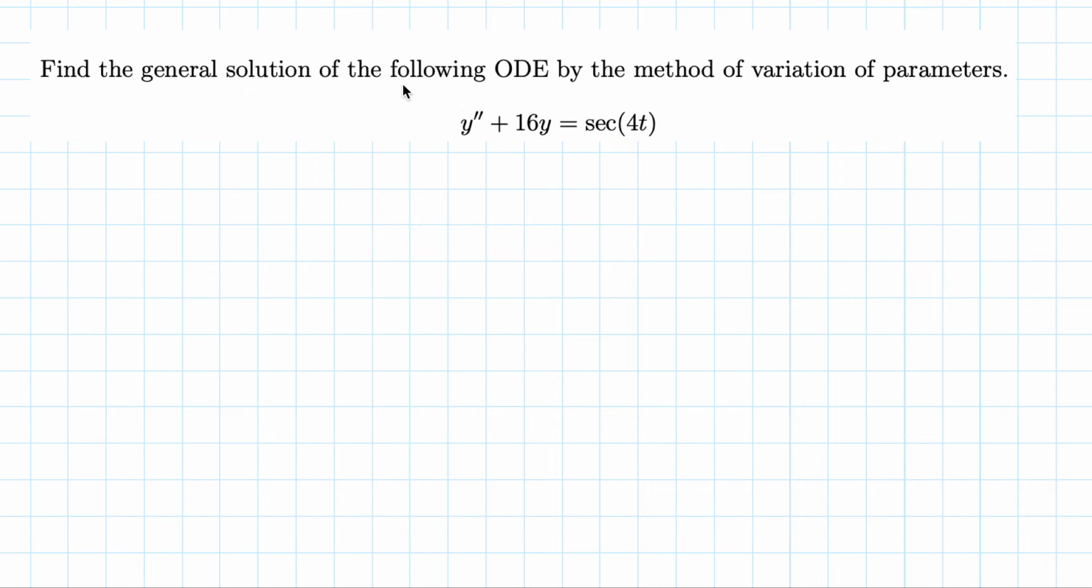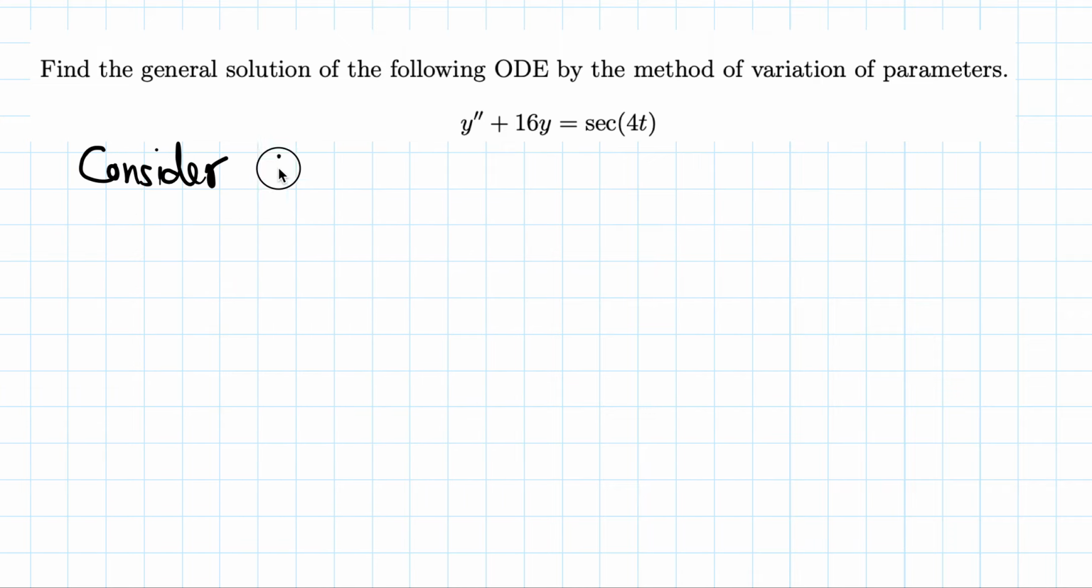Find the general solution of the differential equation by the method of variation of parameters. So we have a second order non-homogeneous linear differential equation. To solve this, because it is non-homogeneous, we first consider the corresponding homogeneous equation.